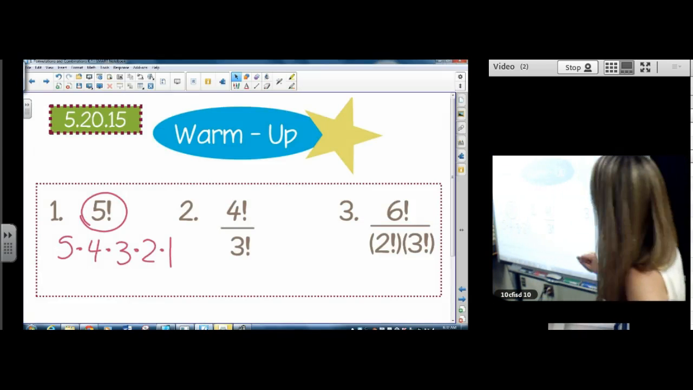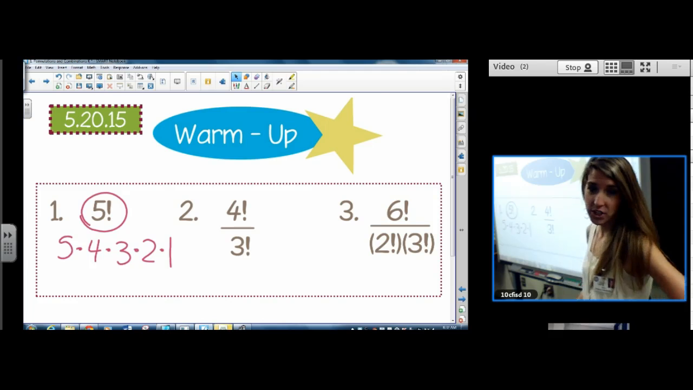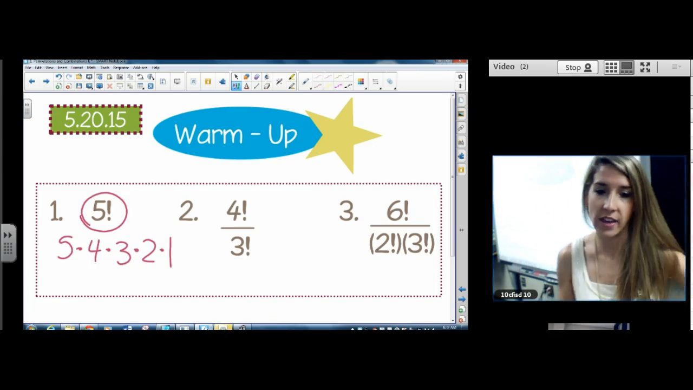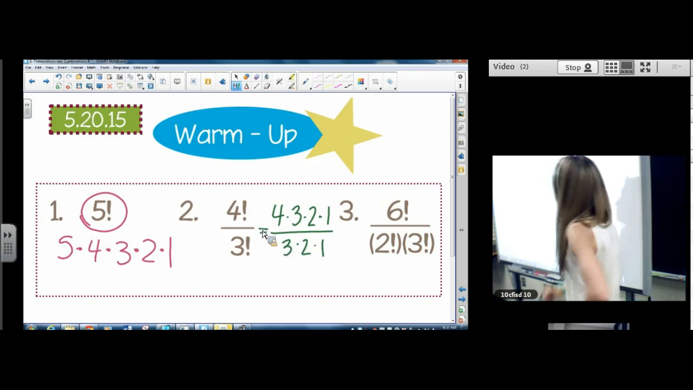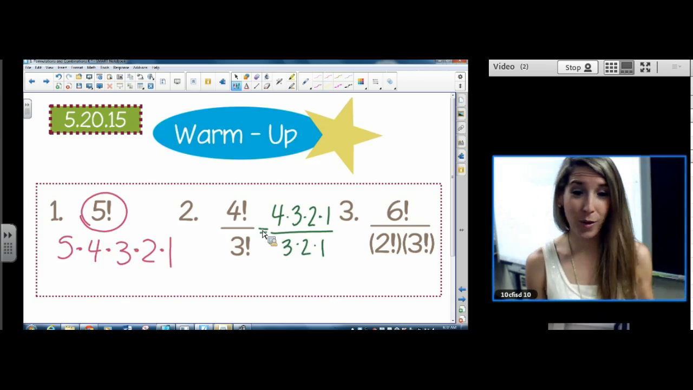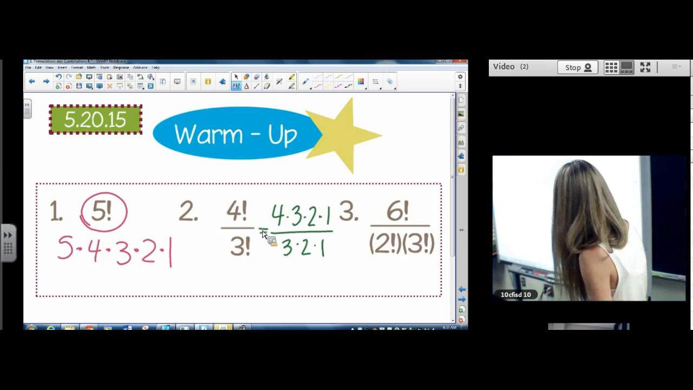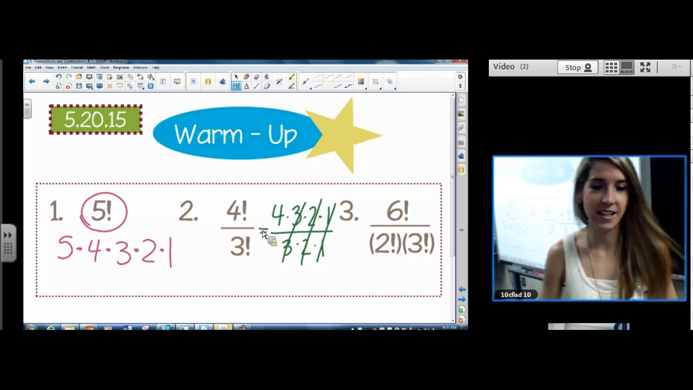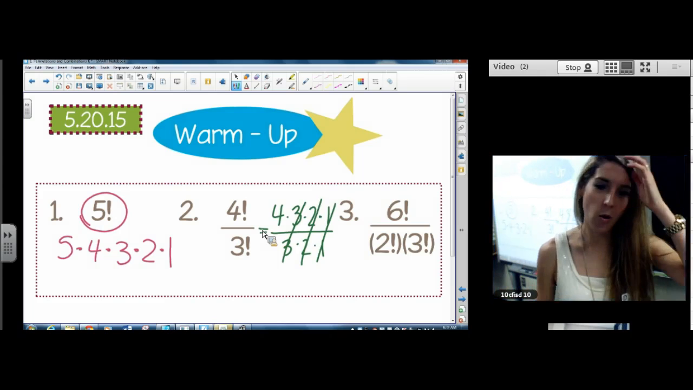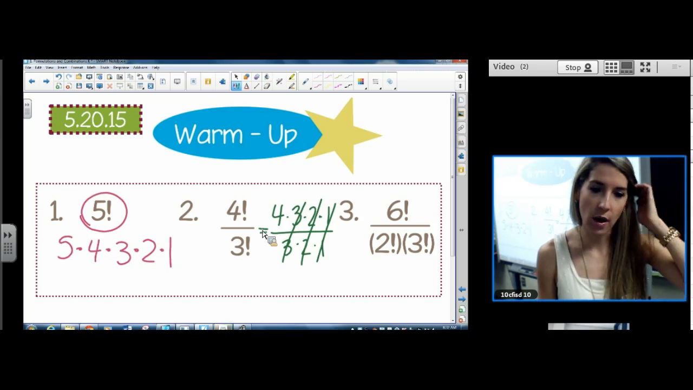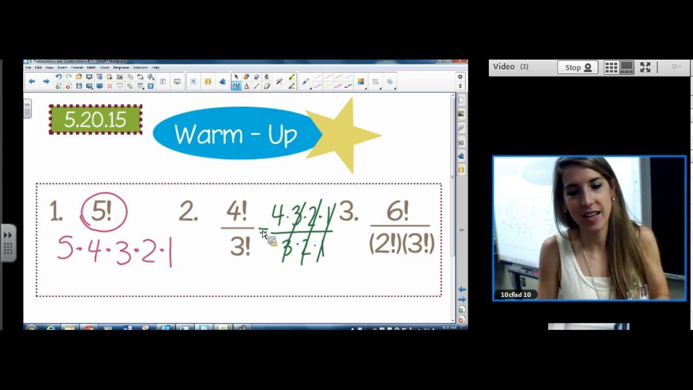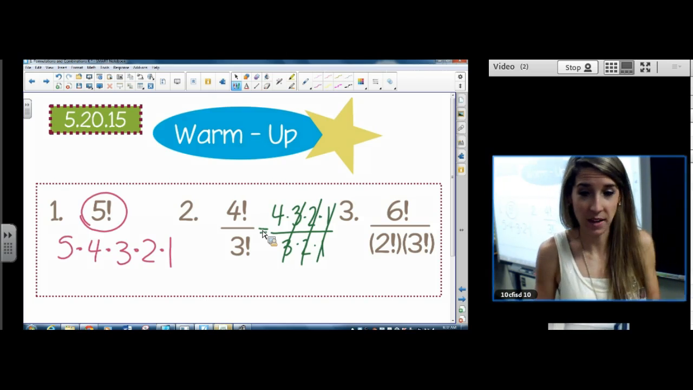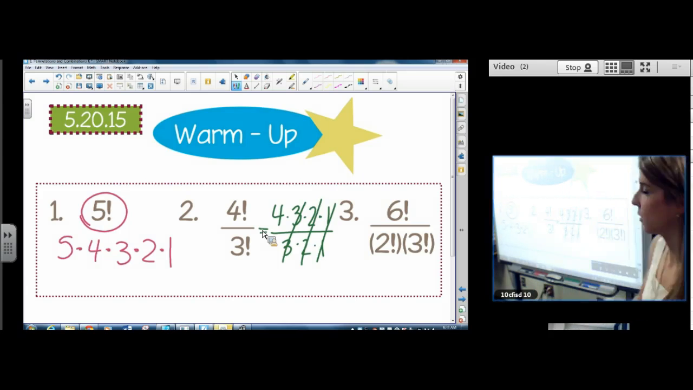So, if we do number 2, if we were doing that by hand, which I want you to do some of these by hand because I want you to see how they cancel, then number 2 is 4 times 3 times 2 times 1 over 3 times 2 times 1. So what's cool about 4 factorial divided by 3 factorial is that it cancels, cancels, cancels. And the answer is 4. Or you could have done it in your calculator, but you need to know how these work. Do you really need the 1? It's technically there. When you multiply something by 1, you get itself, but it's part of the definition of a factorial.